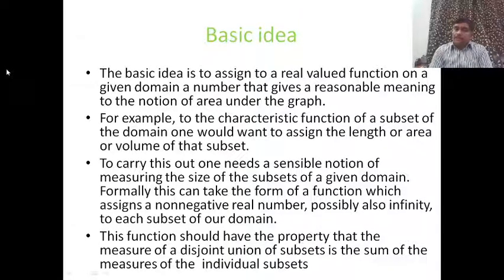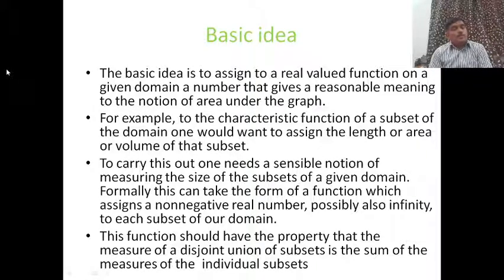The basic idea is to assign to a real valued function on a given domain a number that gives a reasonable meaning to the notion of area under the graph. For example, the characteristic function, that is we define chi of A of x equal to 1 if x belongs to A and 0 if x does not belong to A. Of a subset of the domain, one would want to assign the length or area or volume of that subset.